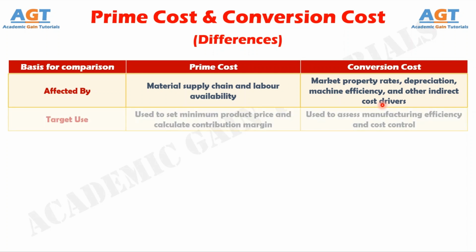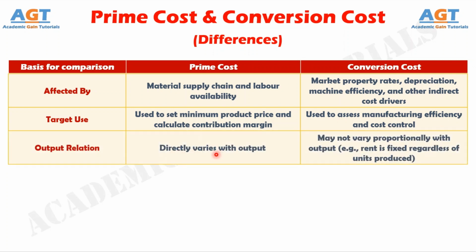Number 9. Prime cost is used to set minimum product price and monitor direct inputs, whereas conversion cost is used to measure production efficiency and waste management. Number 10. Prime costs vary directly with production volume. On the other hand, conversion costs may not scale proportionally due to the presence of fixed costs.